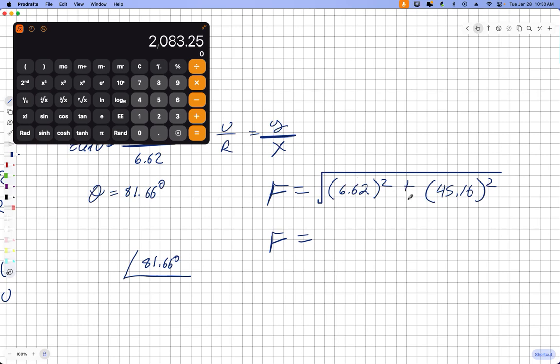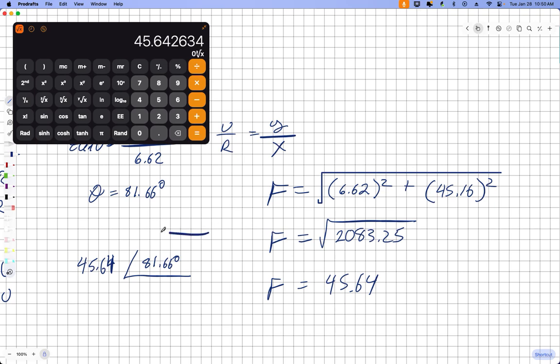So now that is this in here. Now I'm going to find the square root of that. 45.64. That is what goes here. 45.64. F is 45.64 in length. That is your hypotenuse. That would be your value there.